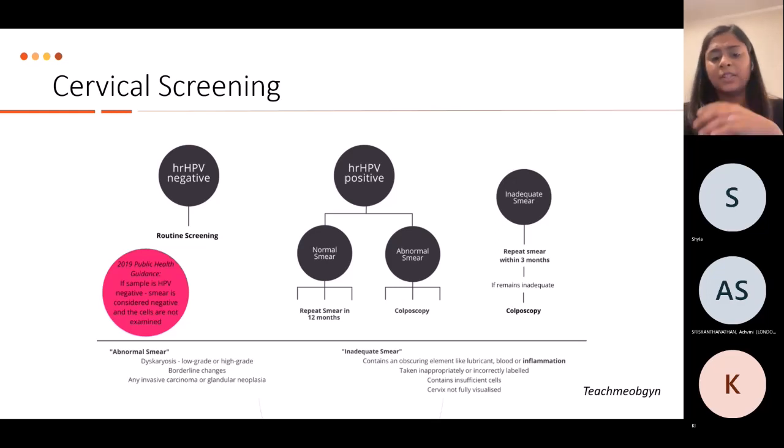And if it's an inadequate smear, then you have to repeat it again in 3 months. If again it remains inadequate, then you just send them straight to colposcopy. Hopefully you all know what colposcopy is. If you don't, it's effectively a clinic where they use special types of dye, so acetic acid, to look at the cervix in greater detail with a very cool looking microscope. And it's where things like biopsies truly take place. Remember, it's cytology in this case.